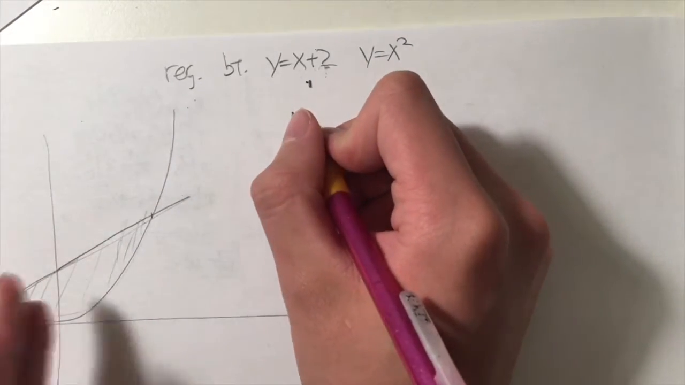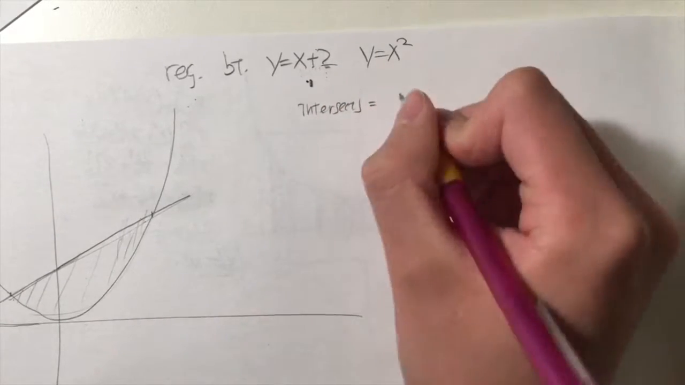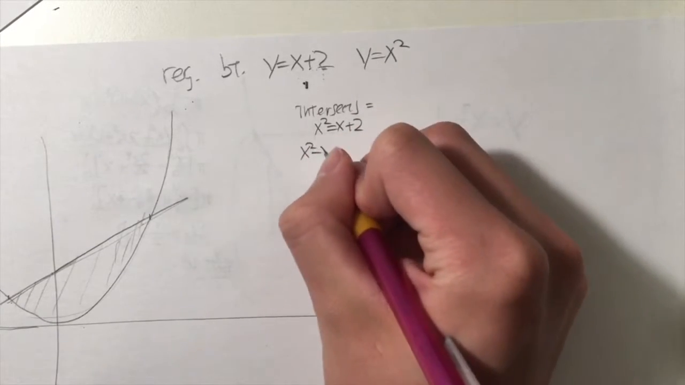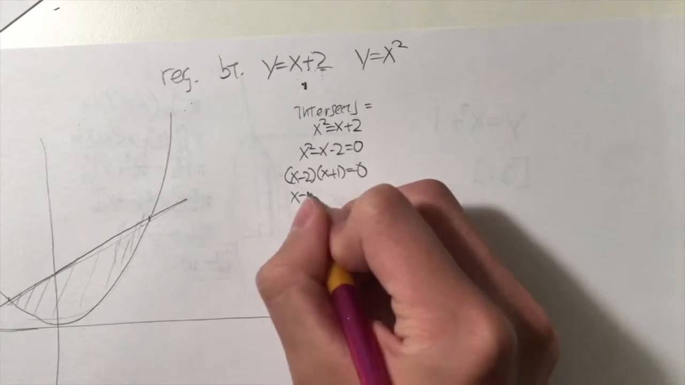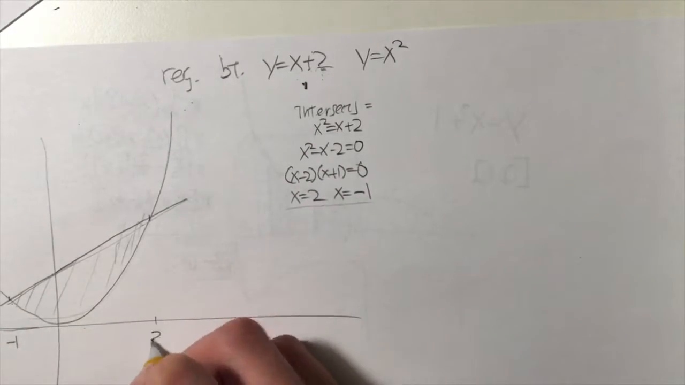And so we have to find the intersections by setting these 2 functions equal to each other and factoring it out. Now we get x equals 2 and x equals -1. These 2 are our intercepts. This is -1 and this is 2.